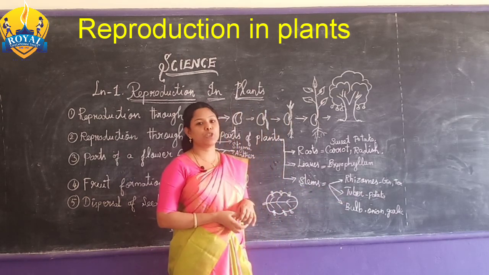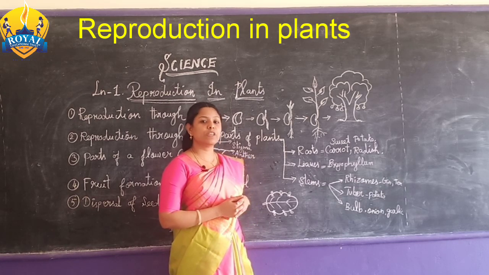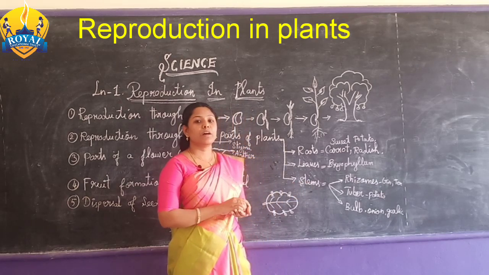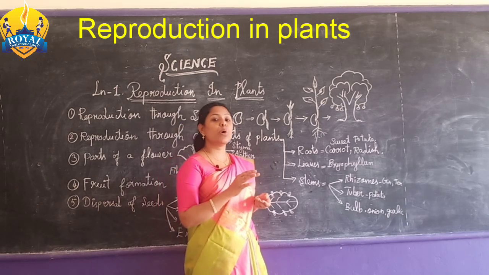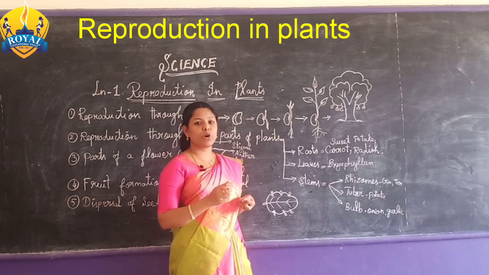For example, potato. All of you have a potato in your home. Just do one activity. You take the potato. On the potato there are small black dots. The dots are otherwise called buds.